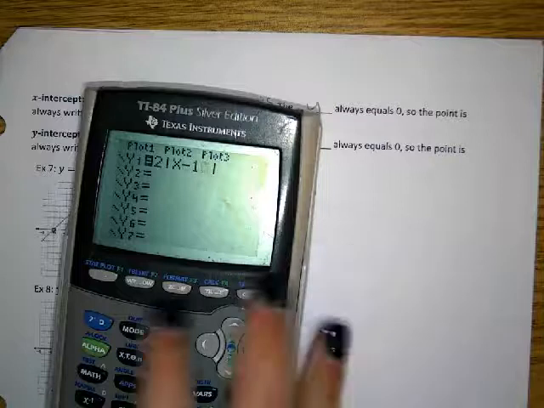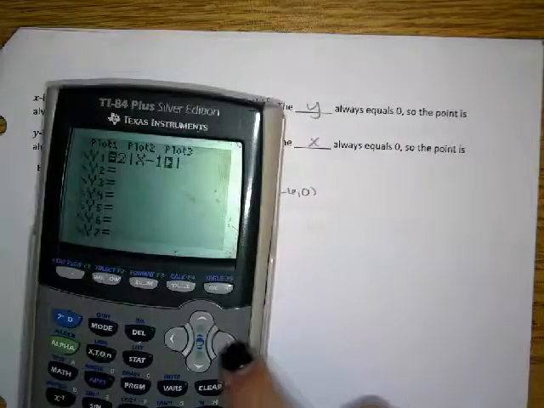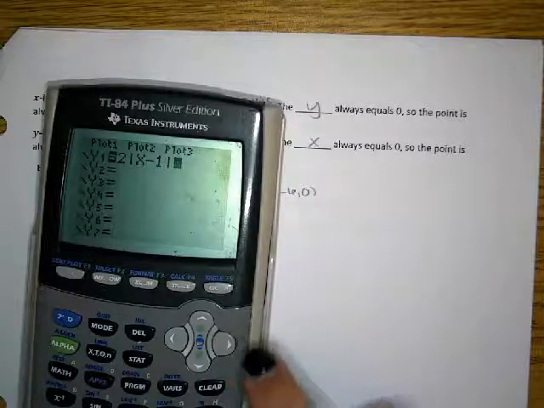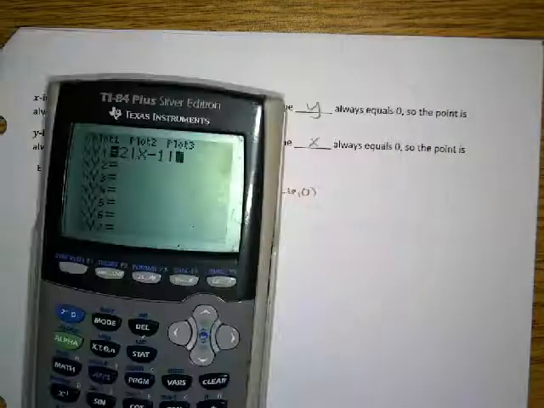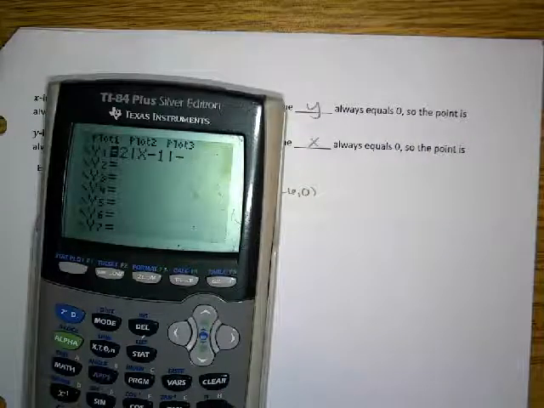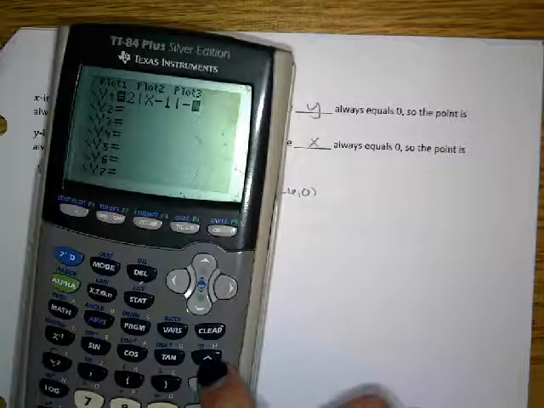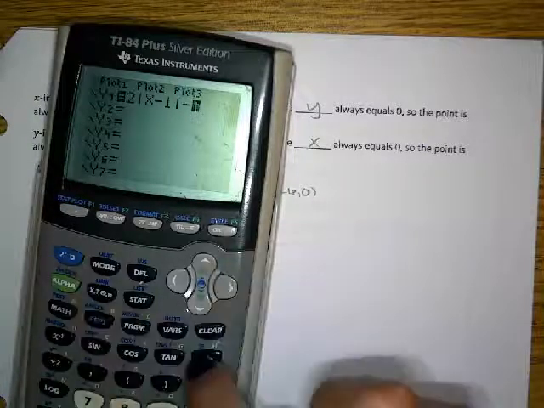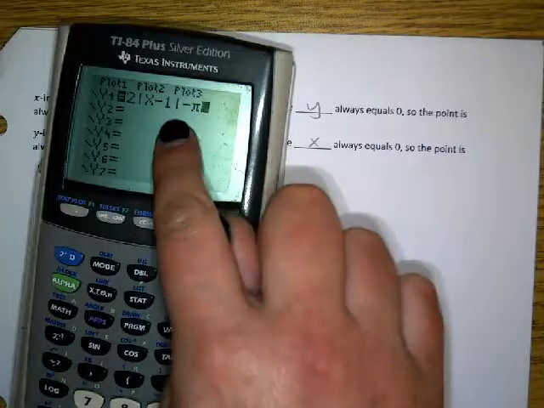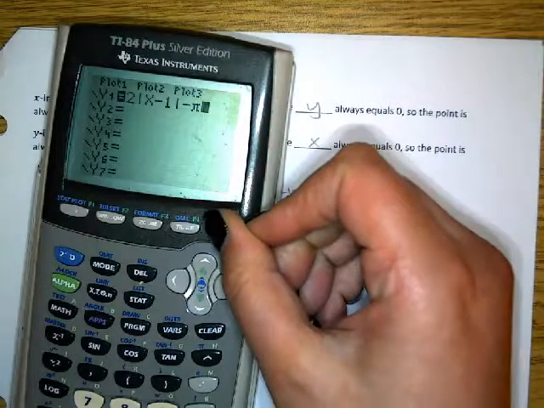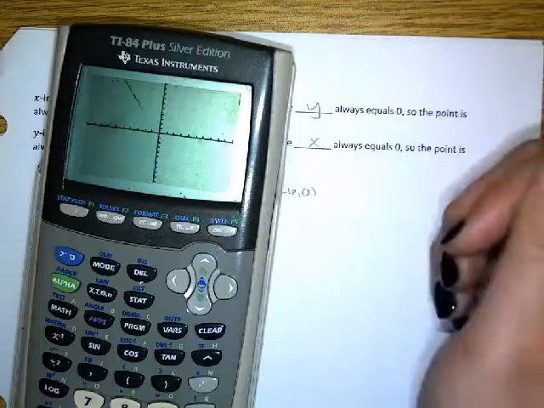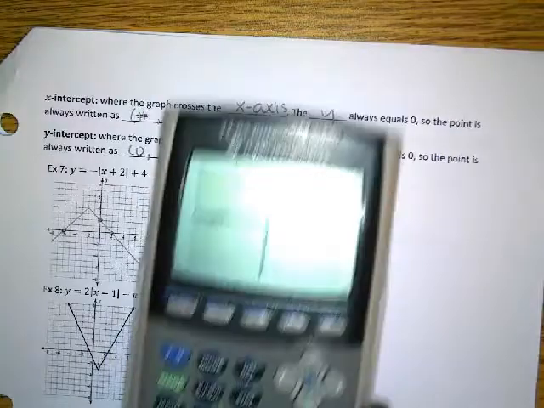And then I need to get out of the absolute value sign, so I'm going to hit the right arrow. And then I need to type minus pi. So minus, the pi is the blue right above the up arrow, so I'm going to do second up arrow. So there's my whole equation. And now I can go ahead and hit graph, and it should look very similar to what's on your paper.